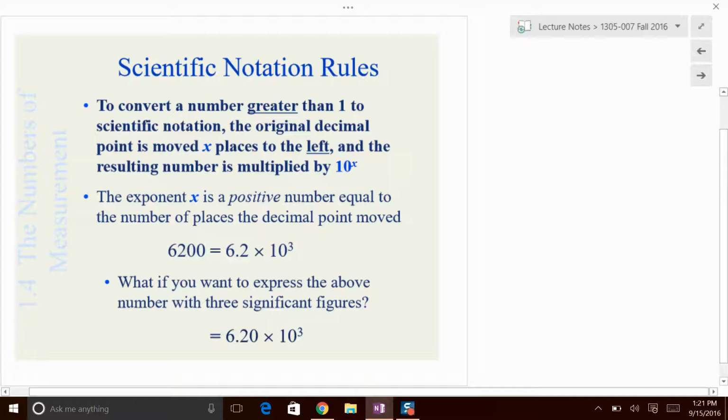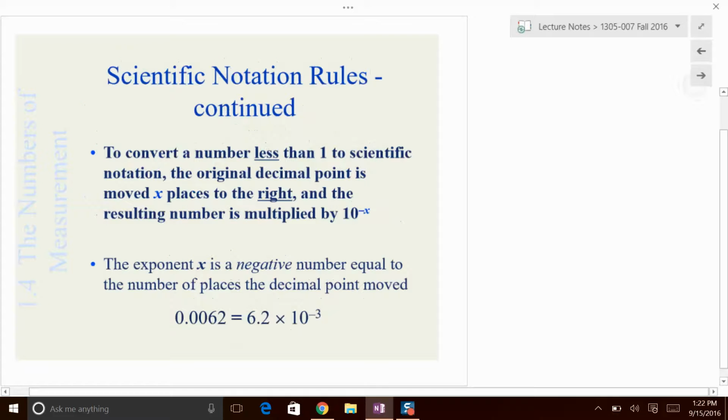Okay, so here's another example. 6,200. So once again, there's only 2 significant digits. So I put the decimal there, and I move 1, 2, 3 places, and I get 6.2 times 10 to the third. What if you want to express that number with 3 significant figures? Well, then just add that 0. 6.20. Now there are 3 significant digits in this number. Okay? 6.20 times 10 to the third. And that's 3.